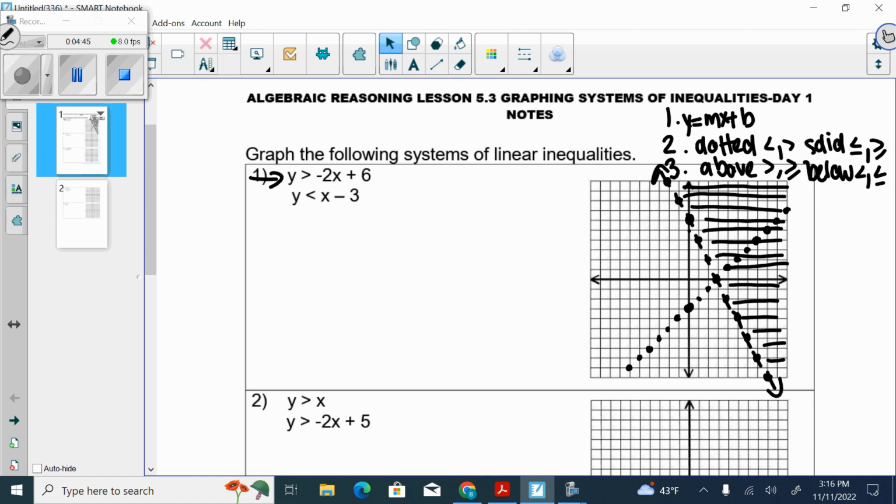All right. So for this one, look at my inequality. Dotted. Right. Very good. This is a dotted line going through there. And do I want to shade above or below that line? Below. Okay. Now, below this line means everything that's underneath it. So, all of this.